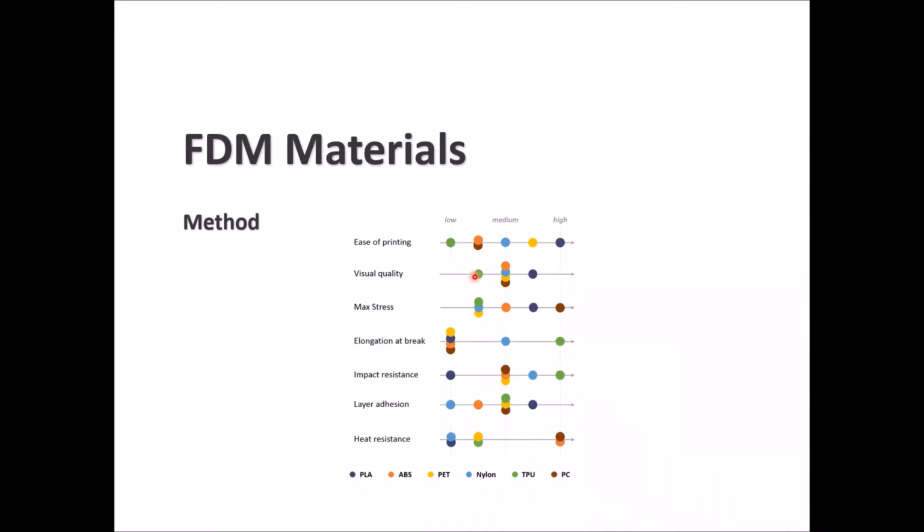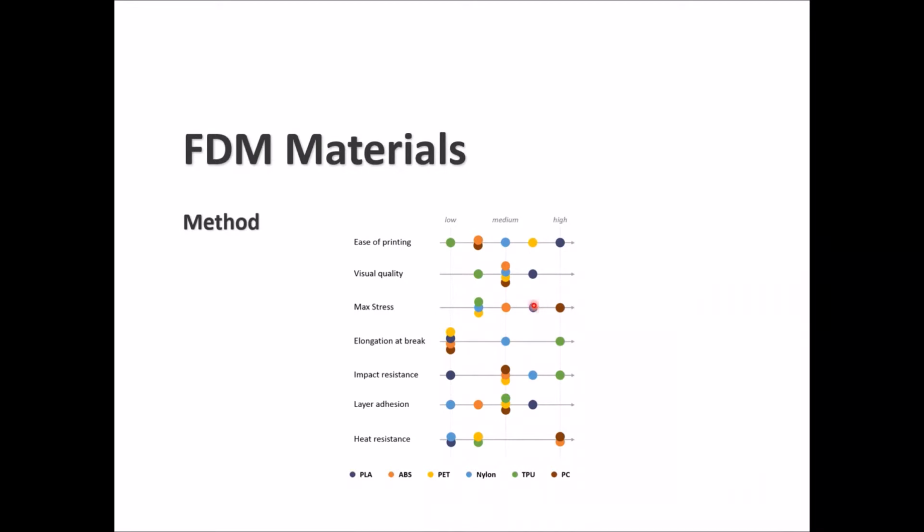For visual quality, we can see here the PLA still giving you above medium visual quality compared to the PET, ABS, nylon, TPU, and PC. For maximum stress, the PC will give you the maximum. If your printed part will go through a lot of stress in the application you're designing for, then the PC is the way to go. But the PLA is still above medium and beating the other materials like ABS, PET, nylon, etc. So PLA is still a good choice.